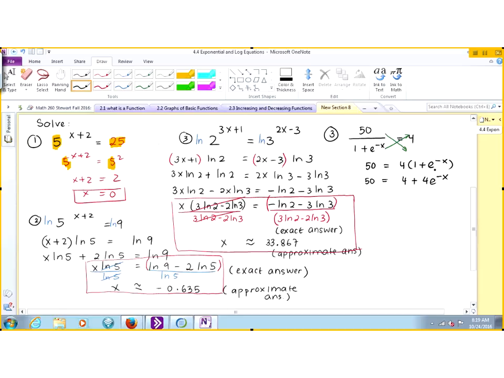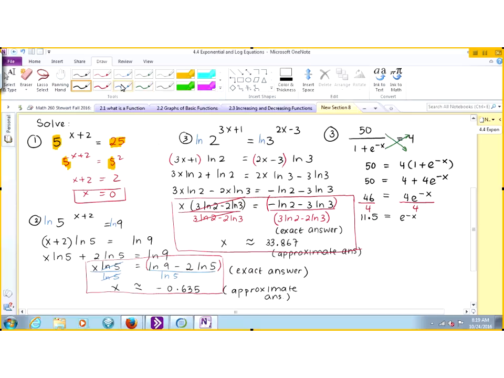What am I supposed to do now? Isolate, yes, you're right. We will isolate the expression containing the exponent. So subtract 4 from both sides. So 4e to the negative x is equal to 46. Good. Did we isolate it yet? No, we have to divide by 4. So 46 divided by 4 is 11.5? Yes. Okay, good. So 11.5 is e to the negative x.